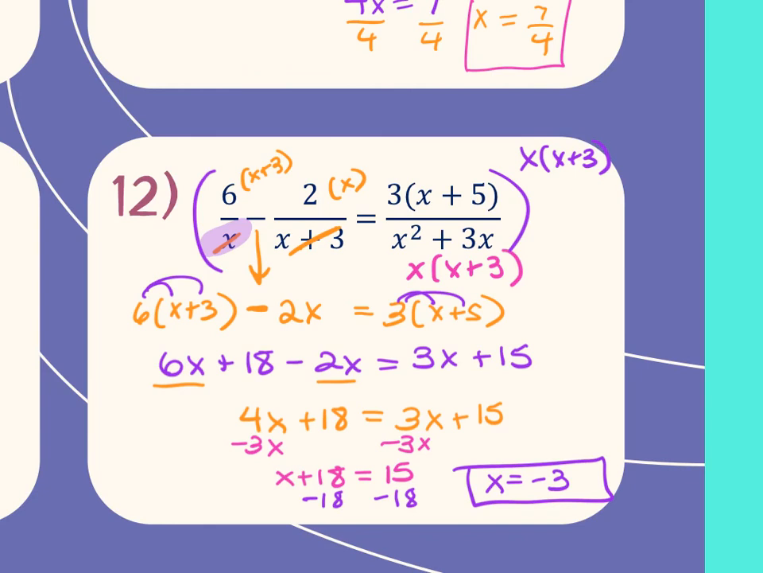Go back to your initial equation. This would be x couldn't equal 0, so that's not a problem, but this is x cannot equal negative 3, and that's what we got. So we rule it out. No solution. D and B.